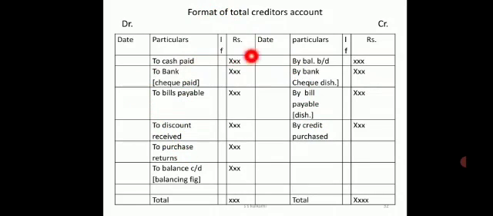So we'll just go through the format. Now balance brought down is the opening balance of creditors. Next I have bank, which is dishonoring the checks, bills payable, which is dishonored, and credit purchases. So on the credit side we can see we have the opening balance of creditors, dishonor of checks and bills payable, and credit purchases.